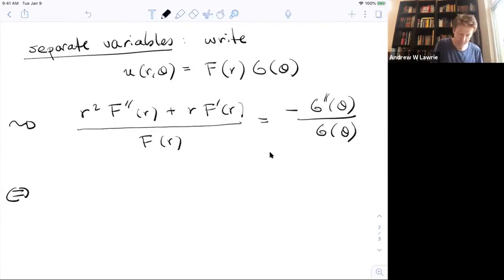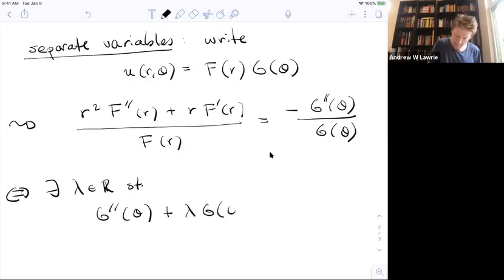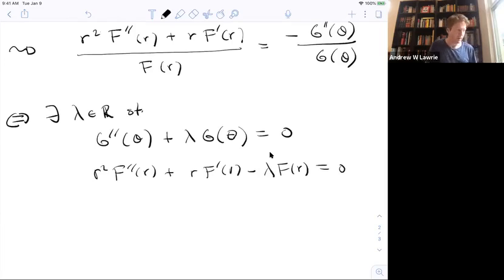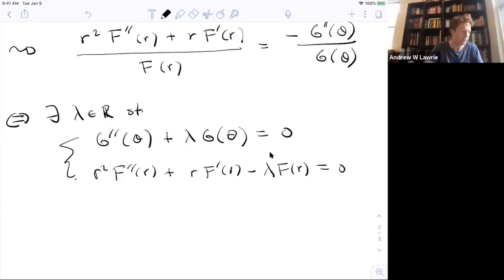if and only if there exists lambda in R such that g double prime of theta plus lambda times g of theta is equal to 0, and r squared times f double prime of r plus r times f prime of r minus lambda times f of r equals 0. So I'd like to solve both of these equations.